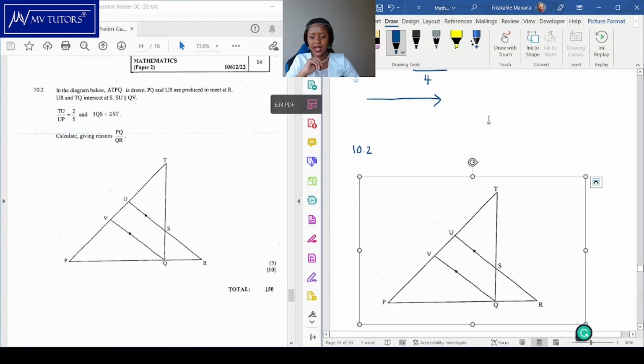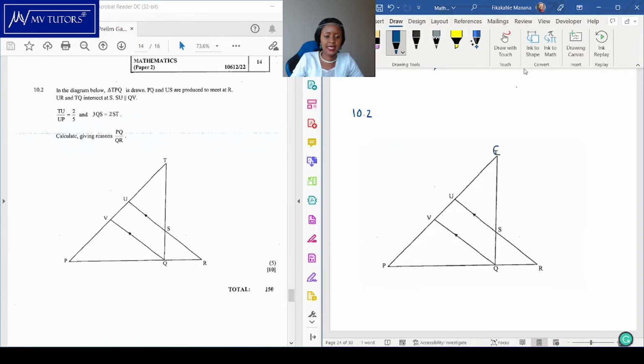So in triangle TPQ, there's your T, there's P, and there's Q. It's drawn, and then PQ and US are produced to meet at R. UR and TQ intersect at S. SU is parallel to QV. Then they tell us that TU over UP is equal to 2 over 5. And then they tell us that 3QS is equal to 2ST. So I'm going to say QS divided by ST is equal to 2 over 3, or if you wanted, you could have said ST over QS is equal to 3 over 2.